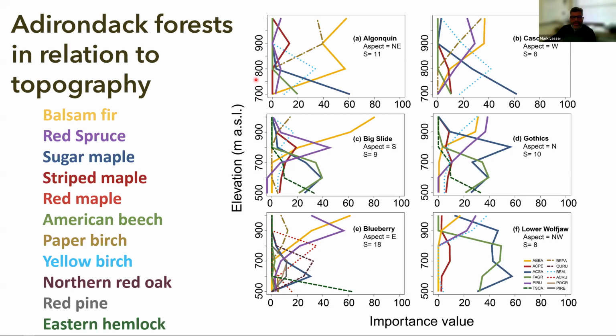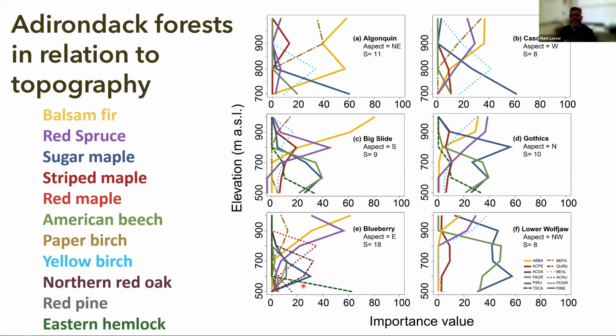On the y-axis, we have elevation, so as we go up on the plot, we're going up in elevation. And the x-axis is the importance value, a combination of the density, the dominance, and the frequency of that species at that elevation. And so we see the general trend that I was just talking about. Balsam fir, and to some degree red spruce, the purple line, increase as you go up into higher elevations. Other species like the striped maple and the red maple are most common at the intermediate elevations. Things like hemlock are most common at the lower elevations.